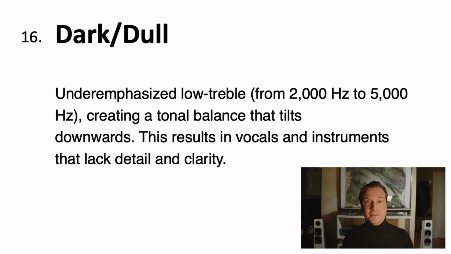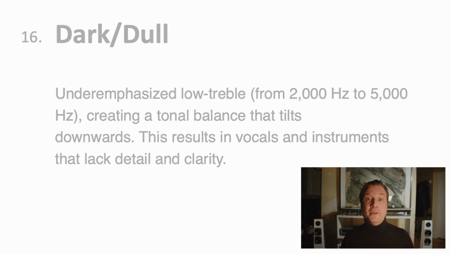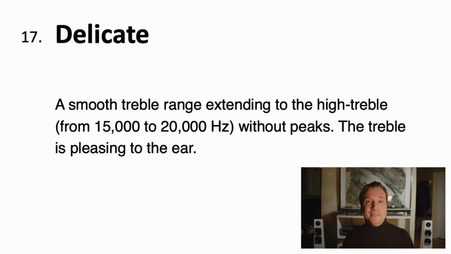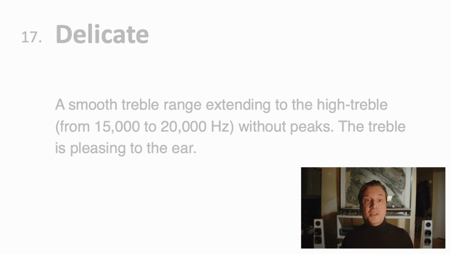Dark and dull. Underemphasized low treble from 2000 to 5000 Hz, creating a tonal balance that tilts downwards. This results in vocals and instruments that lack detail and clarity. 17. Delicate. A smooth treble range extending to the high treble from 15,000 to 20,000 Hz without peaks. The treble is pleasing to the ear.